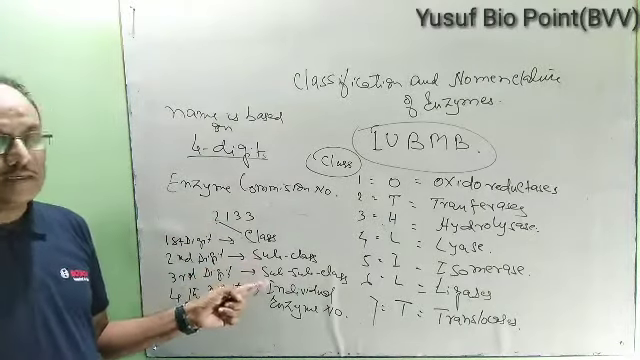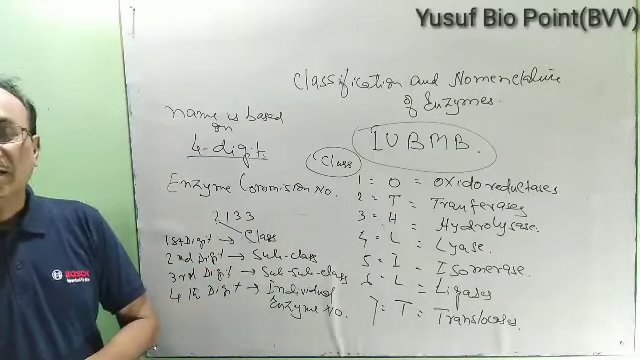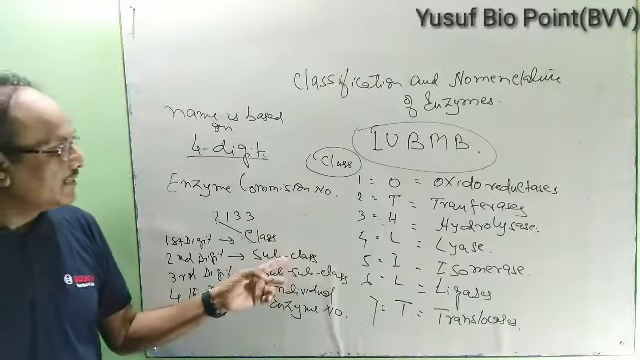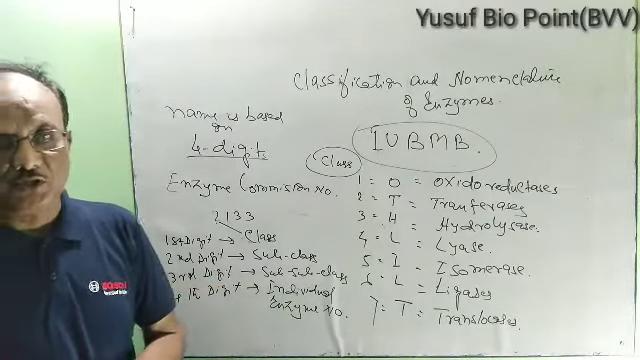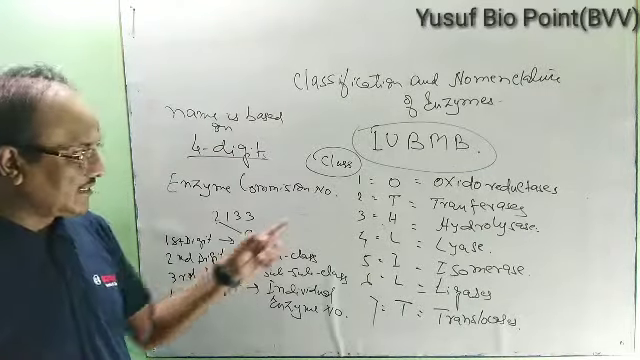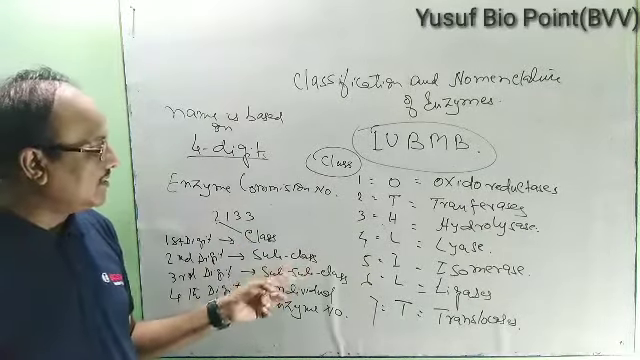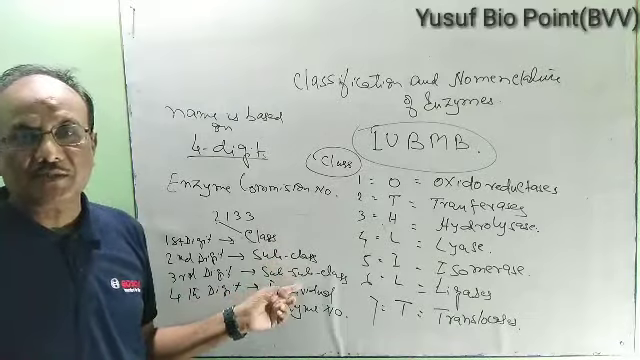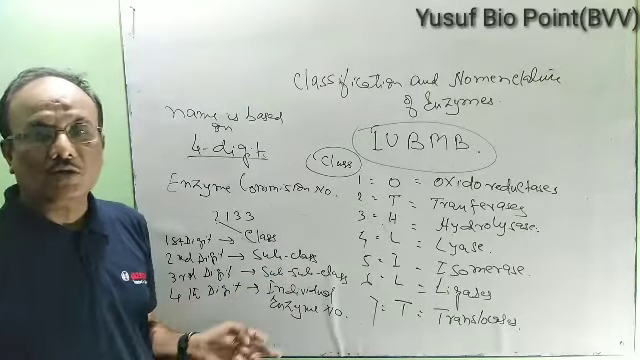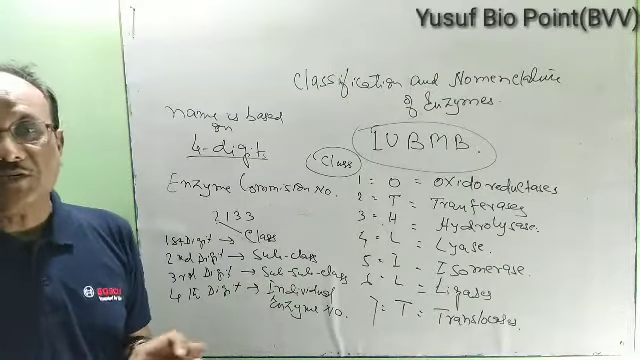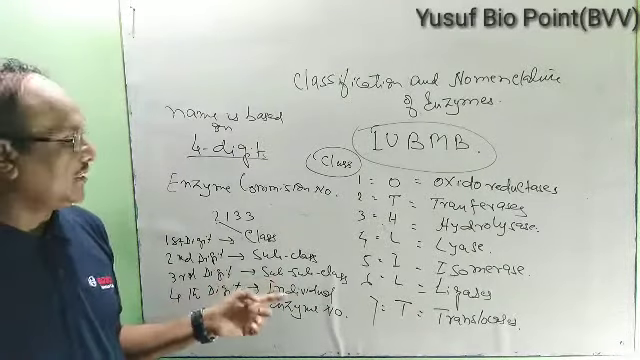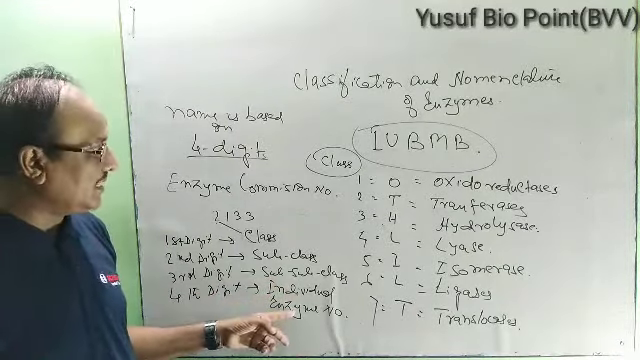These subclasses are differentiated on the basis of their properties. That is the class, and these are the subclasses, determined on the basis of their properties, what properties they have, and that we will study in the upper classes. And this is the individual enzyme number.